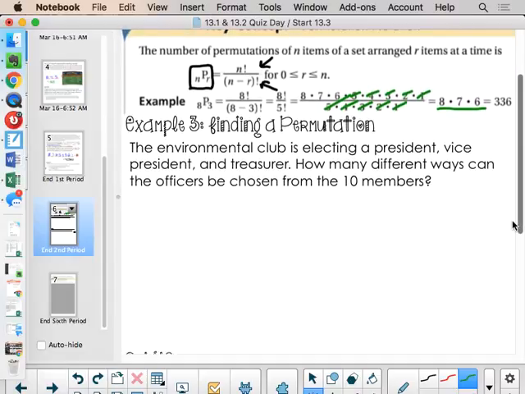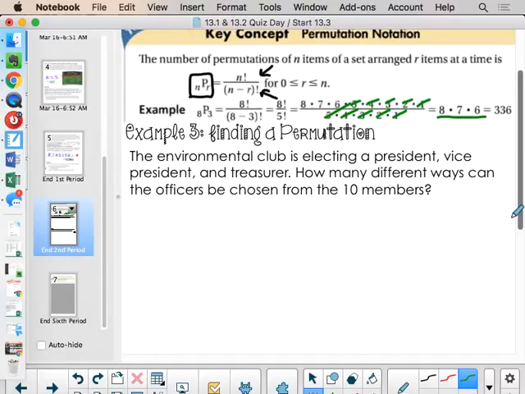So the environmental club is electing a president, a vice president, and a treasurer. This is an example of a permutation because me being the president is way different than me being the vice president, right? So we have to first figure out in this question, what is my n? How many total people do I have to pick from? Very good. So you have 10 pick, because it's a permutation. How many people am I picking? 3. Very good. So 10 pick 3.